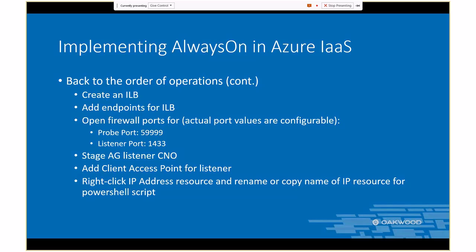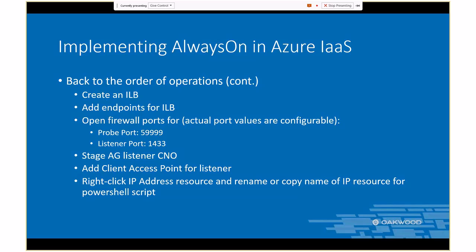But you basically use their PowerShell scripts to create a load balancer, and then you add the endpoints for the load balancer to your VMs. And then you need to go into the VMs themselves and open up the ports necessary for the load balancer to perform health checks, and that's going to be the probe port, which by default on their scripts is 59999. And then whatever port you want to use for your listener. So if you want to use 1433, then it would be 1433. If you want to use something else for your listener port, then you're going to put that here.